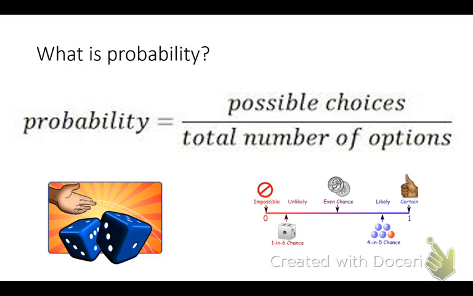So first, let's talk about what probability is. Probability is the number of possible choices, or the number of successful choices, divided by the total number of choices, or the total number of options. To give you an example, if I said, what is the probability if you choose any day of the week, what is the probability that you choose a weekend day?